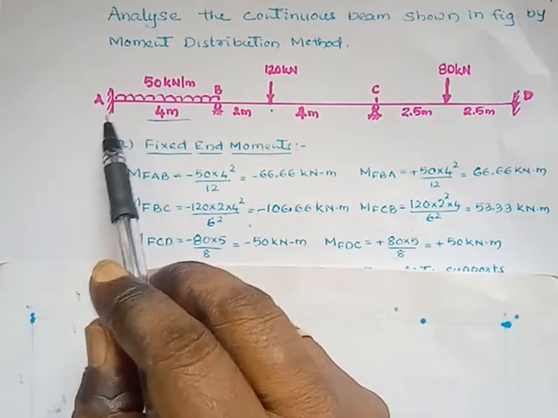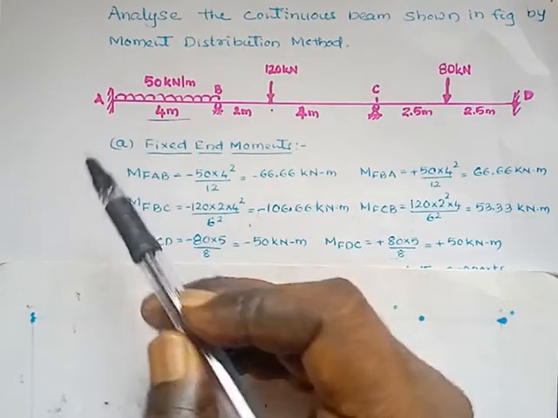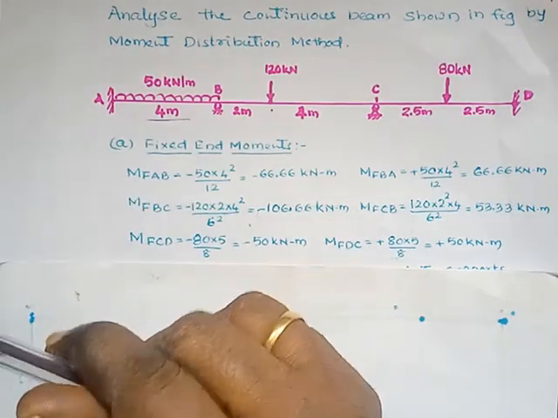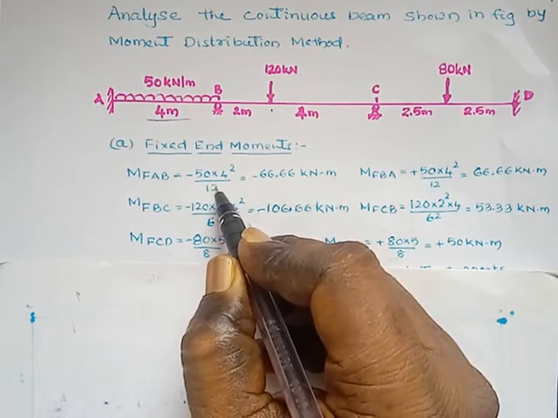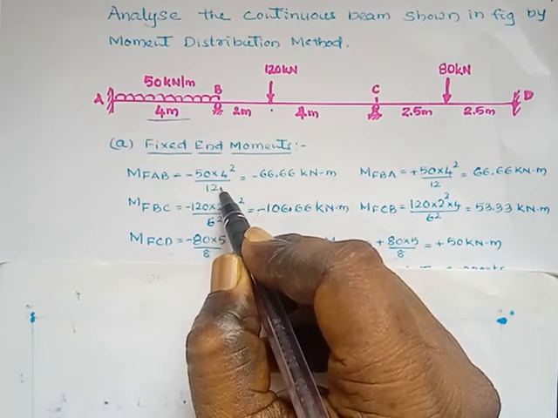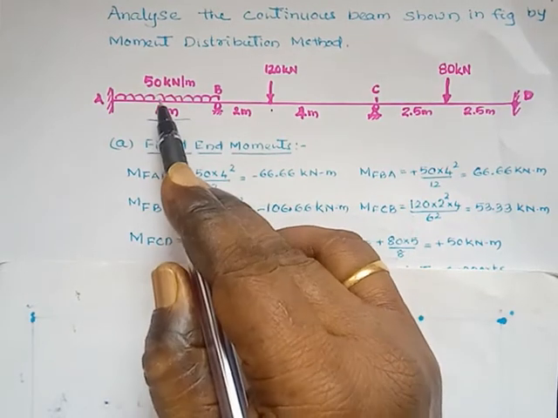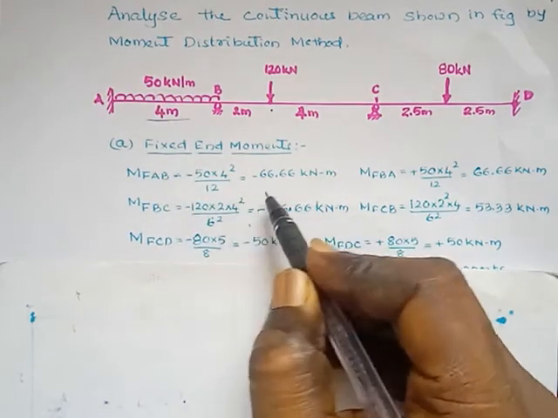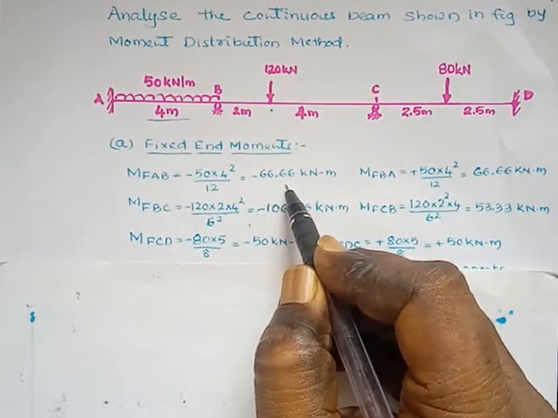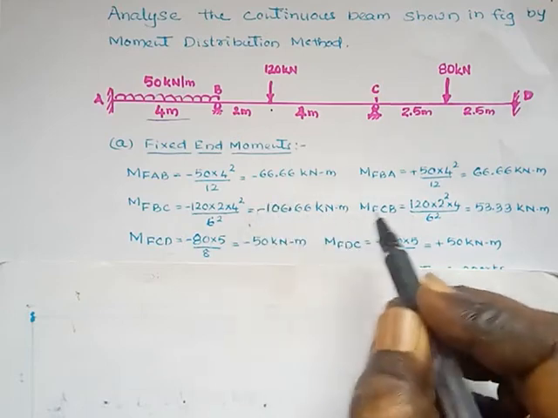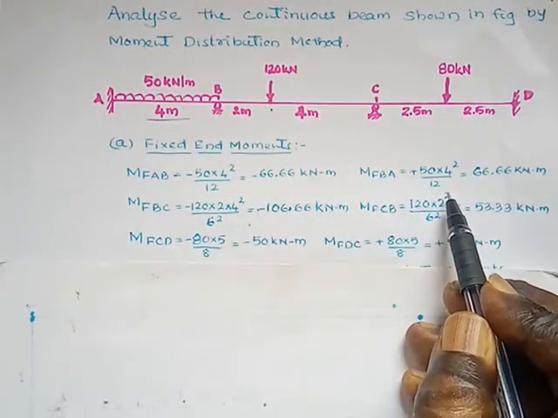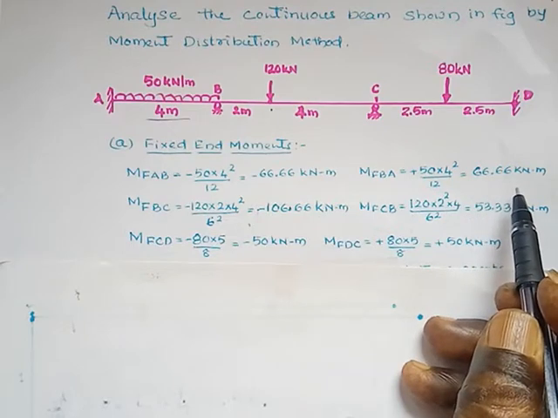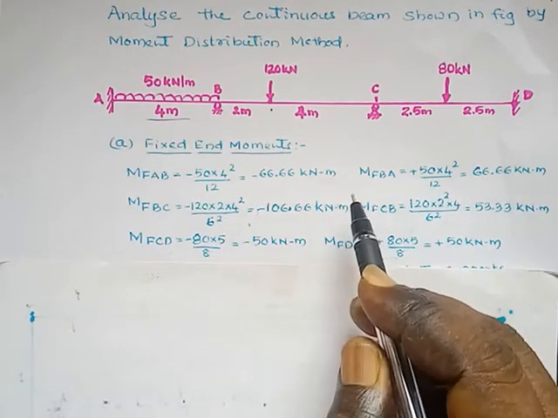This moment is anti-clockwise. The fixed end moment is anti-clockwise, and that is minus WL square by 12. Here W is 50, L is 4, that is 66.66, that is negative. Then from this end, MFBA, that is WL square by 12, that is clockwise, hence that is plus 66.66 kilonewton meter.